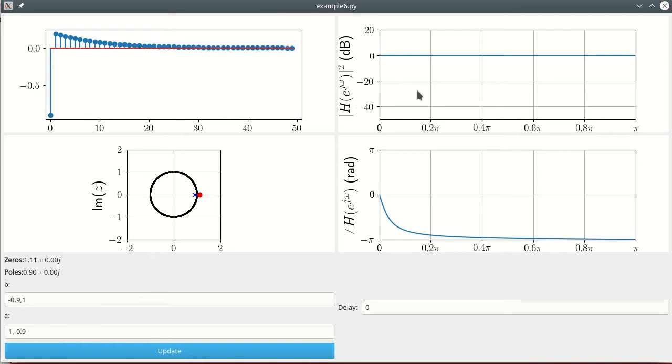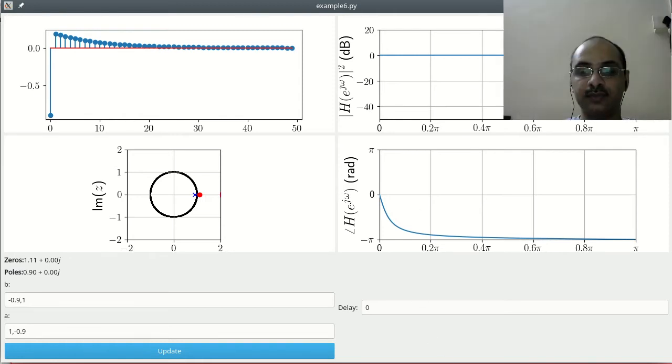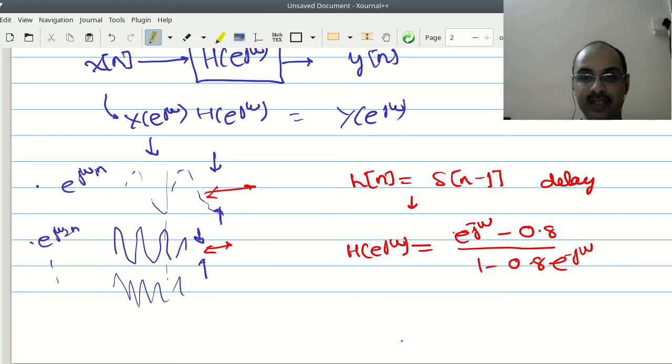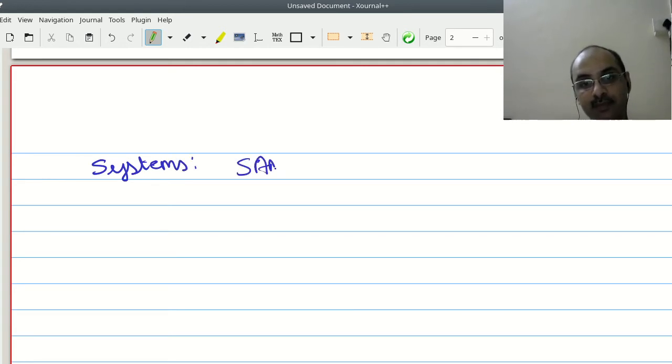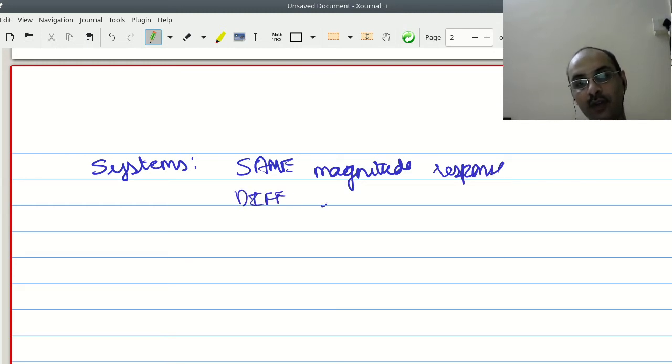So what does this mean? This means that there can be many systems which have the same magnitude response but different phase response.